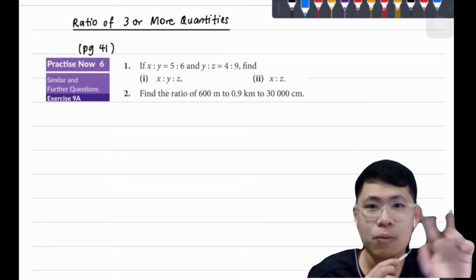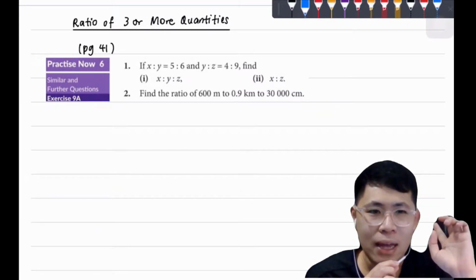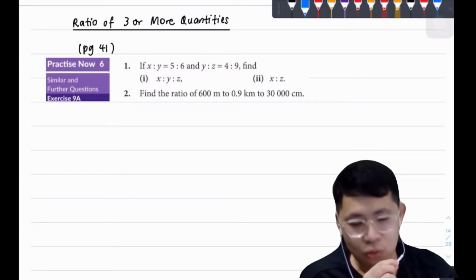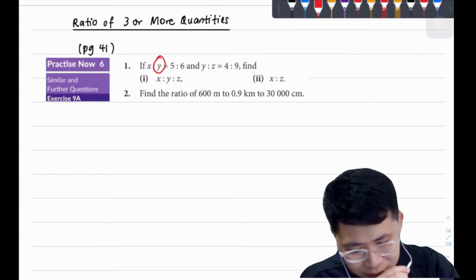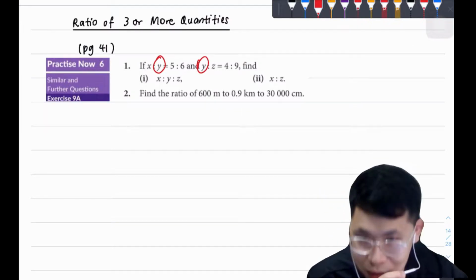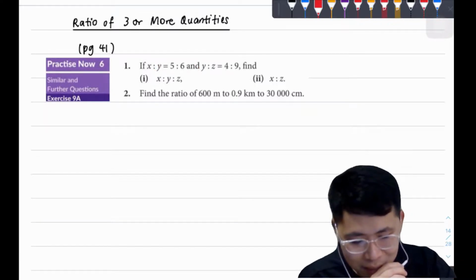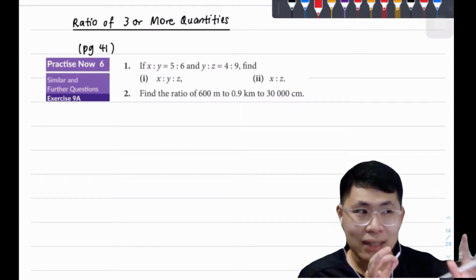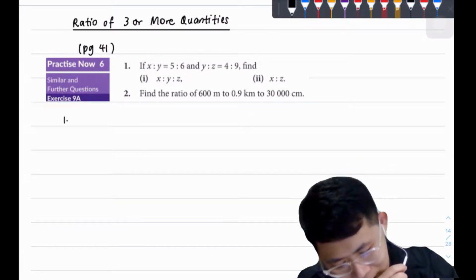We have two separate ratios, x to y and y to z, and we want to get these two ratios together. Let's observe that over here the y would be the common quantity. So how do we make them the same? We will try to make y the same, and once we make y the same, we can combine them together. So let's take a look over here.